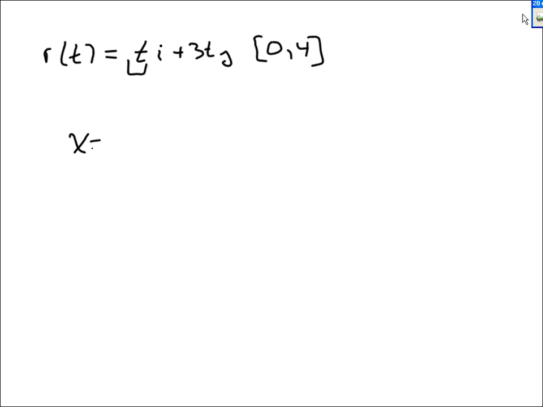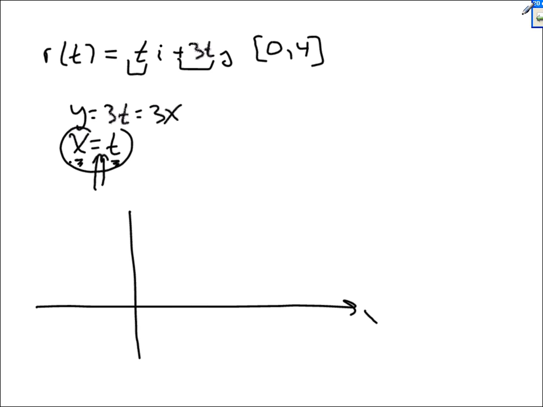Now for the next one, we want to sketch this. r of t equals t i plus 3t j on the interval from 0 to 4. Remember, this is x. x is equal to t, and that's y. y is equal to 3t. But the first line tells me another way of writing t is x, so y equals 3x. Oh, I know how to draw y equals 3x. y equals 3x goes that way. Or does it? Possibly goes the other way.